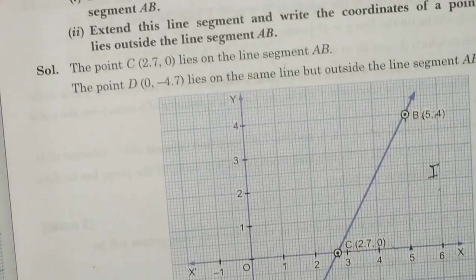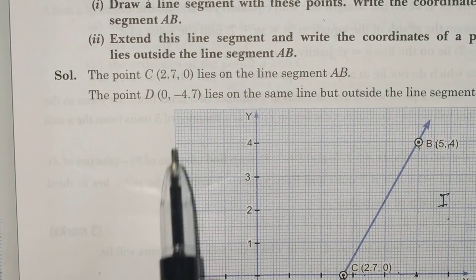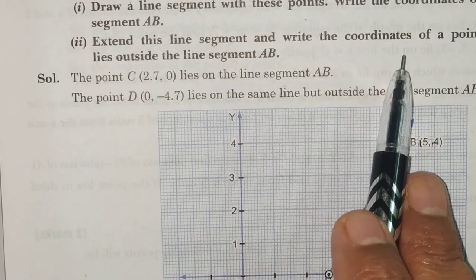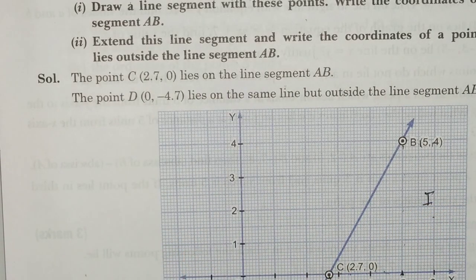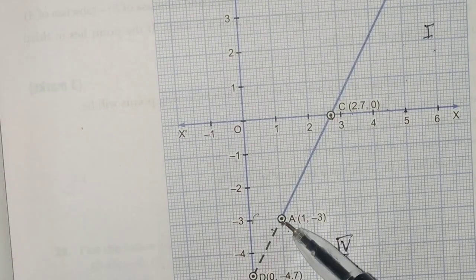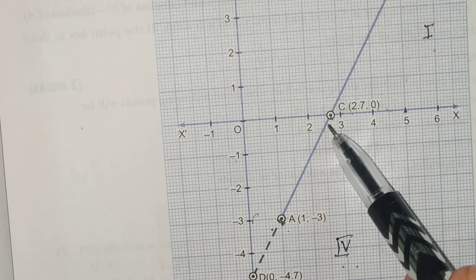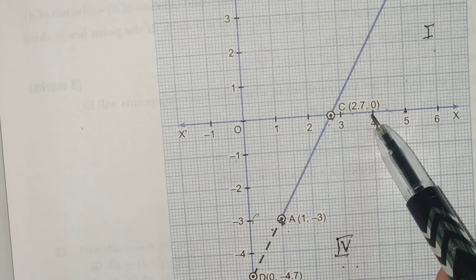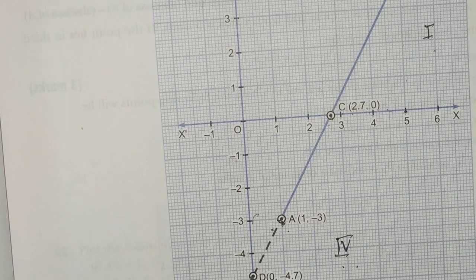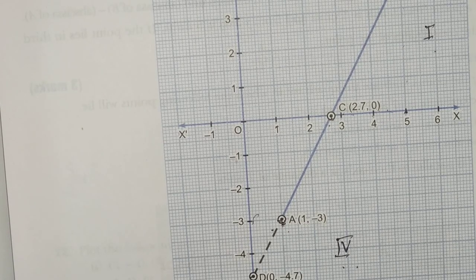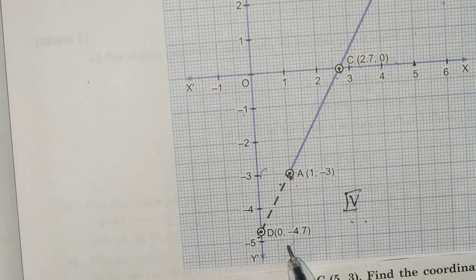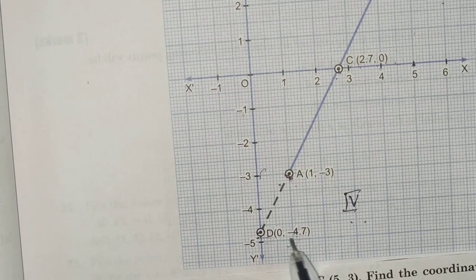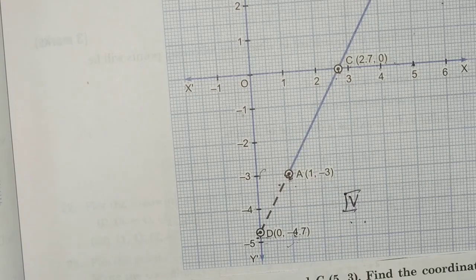And next, second question. Extend this line segment and write the coordinates of a point on this line which lies outside the line segment AB. Here students you can see, when we join A and B, we get the coordinates (2.7, 0). So when we extend this line, here we get point D, and the coordinates of D are (0, -4.7). So in this way we are able to give the answer.